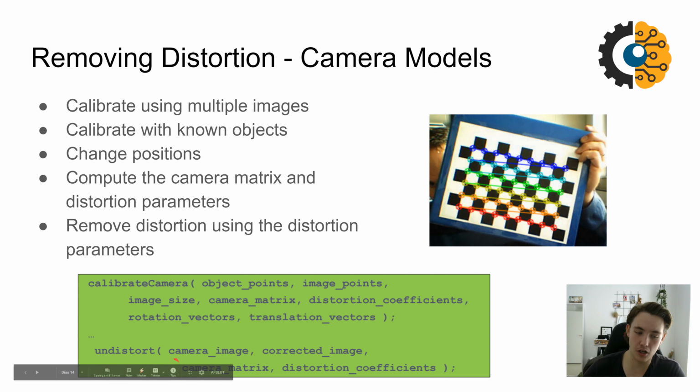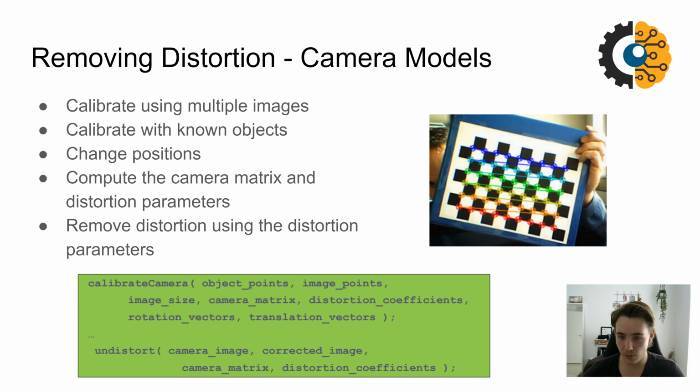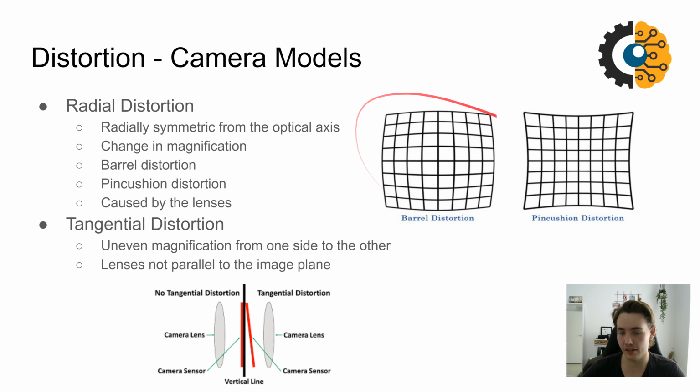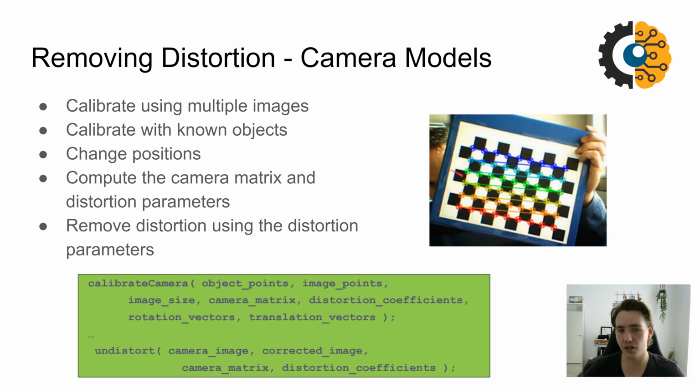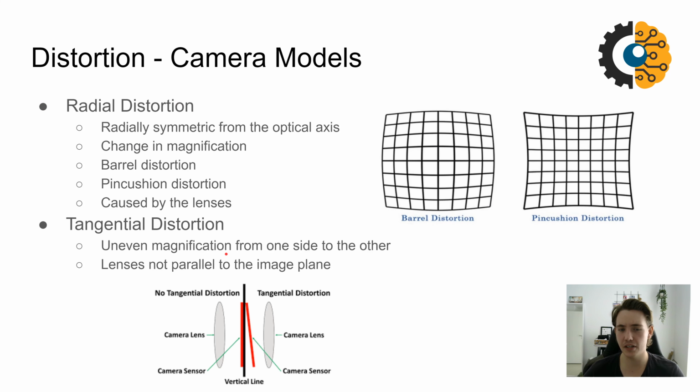And then we can just use the function undistort, which takes our camera image, the corrected image, the distortion coefficients, and also the camera matrix that we found by calibrating our camera, and then we can undistort our image. So let's say we have a camera model that has this barrel distortion here. Then we can do our camera calibration with some different methods, and then we can just undistort our image, and we'll get a smoother, undistorted image compared to this barrel distortion, which could cause problems for our image analysis and image processing in the end.